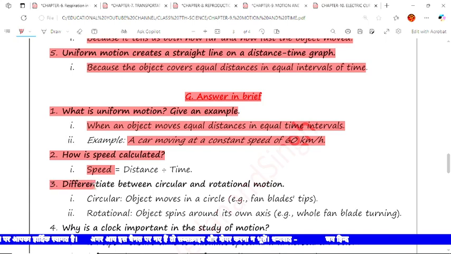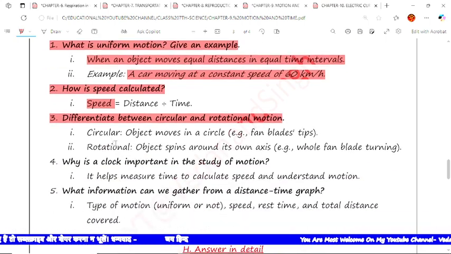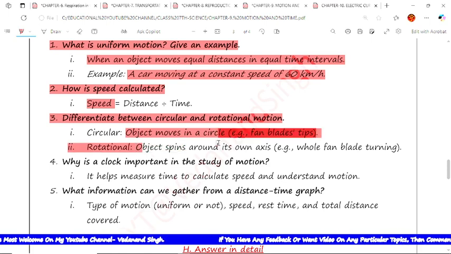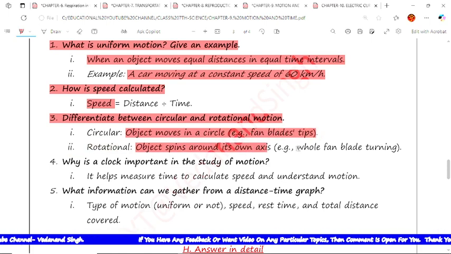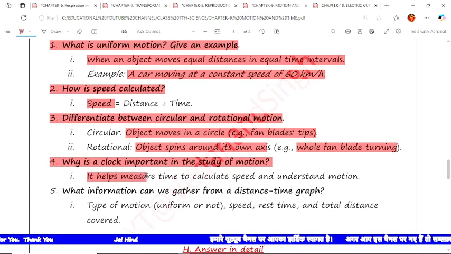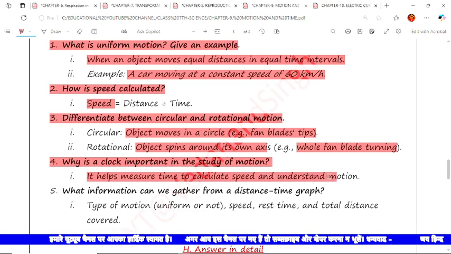Now the next question is: differentiate between circular and rotational motion. Circular motion: the object moves in a circle, like the fan blade tips. And rotational motion: the object spins around its own axis, like the whole fan blade turning. That is called rotation. And the next question is: why is a clock important in studying motion? Because it helps measure time to calculate the speed and understand the motion.